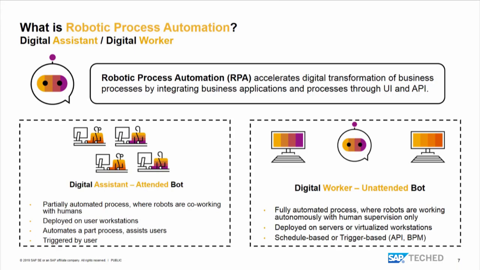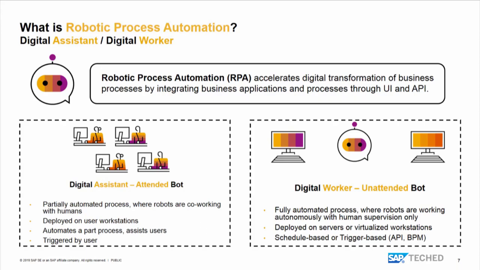So what is robotic process automation? Globally, it's something which will help you in your digital transformation of all your existing business processes. The general approach of RPA is to work with your existing systems. You have nothing to adapt in your system. The RPA will adapt to your own systems. And we will work in general through UIs or APIs.